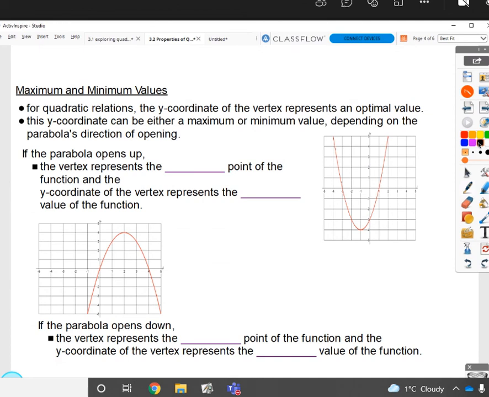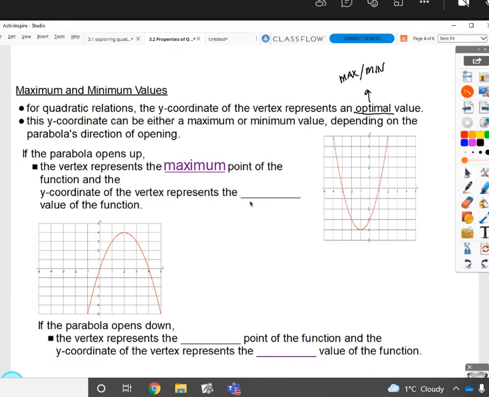For quadratic relations, the y-coordinate of the vertex represents the optimal value. And again, optimal just means the max or the min value, whatever that might be. Now, it obviously depends on whether the parabola is opening up or down. And this is going to sound very repetitive because we just talked about this in the last lesson.